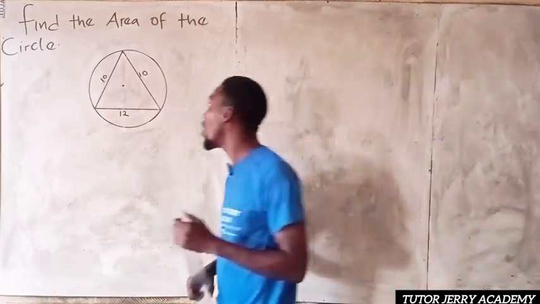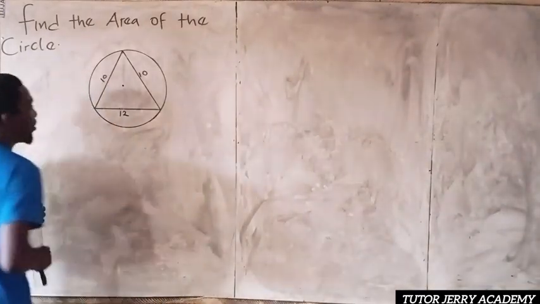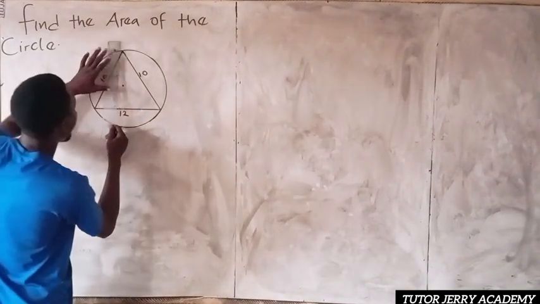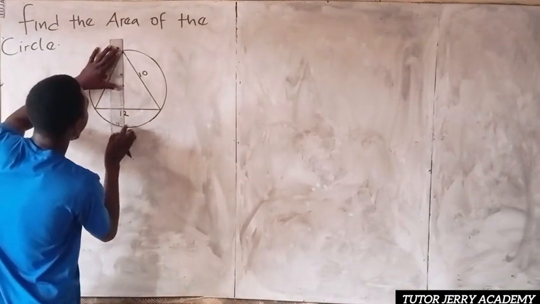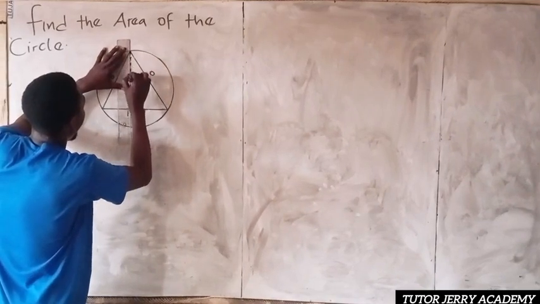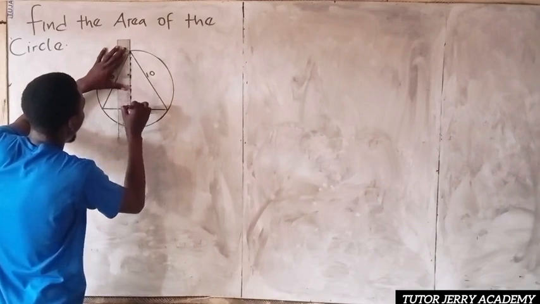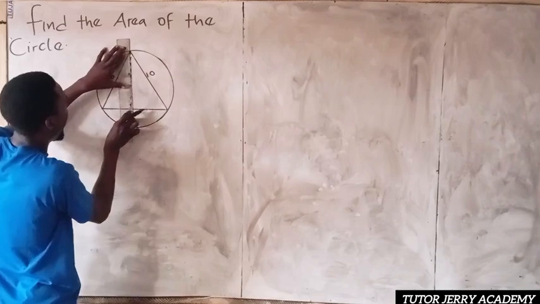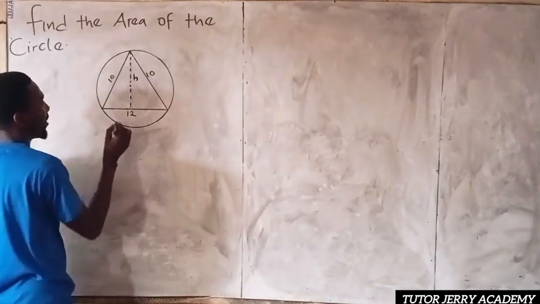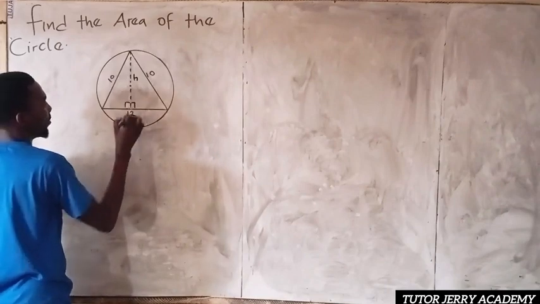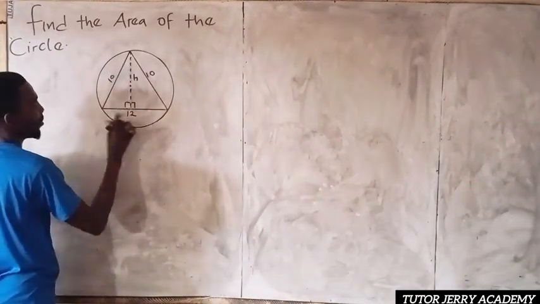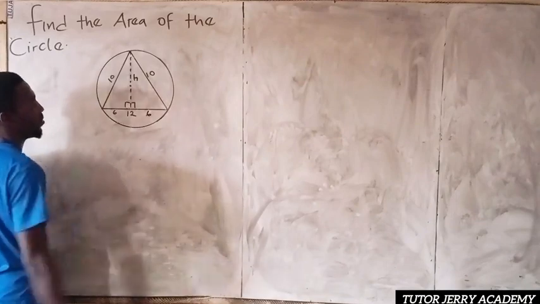Alright, let's go. For us to find our radius, the first thing we are going to do is find our height. So let me draw the height of this triangle here. This whole length, let's call it our height. This place is going to be a right angle. This line is going to divide this part into two equal parts. So this place will be 6, this place will be 6.